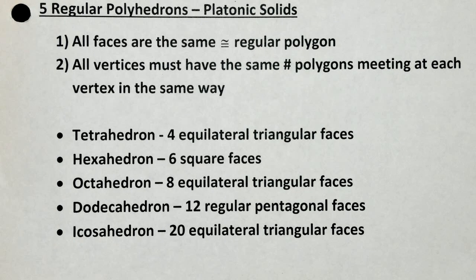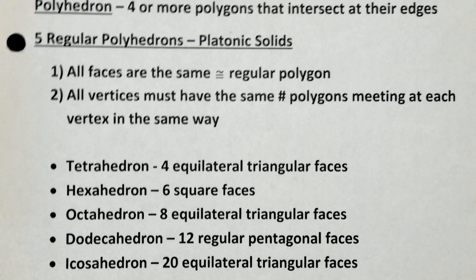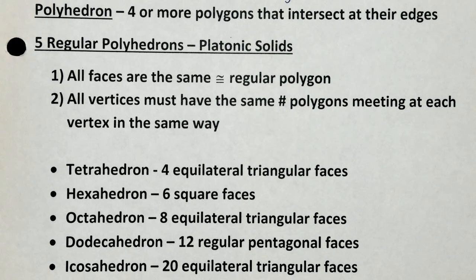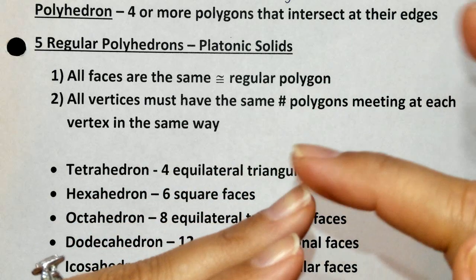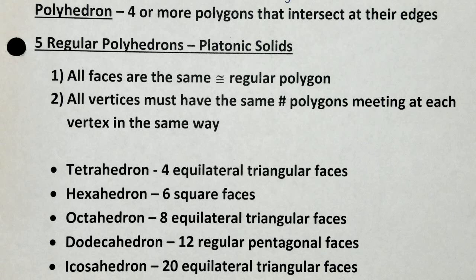So today we're starting our unit on polyhedrons. A polyhedron is 4 or more polygons that intersect at their edges. So I want you to think about the edge of a book where they meet. We're talking about the edges of a polygon.